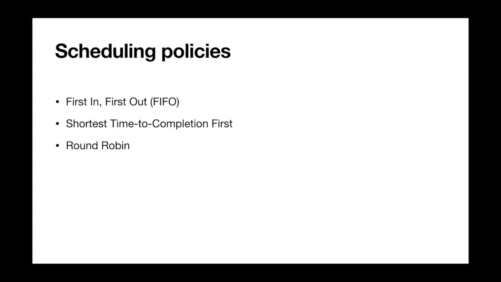We will be looking at three scheduling policies in detail today. They are first in, first out policy, shortest job first policy, and round robin policy. There also exist many other more advanced policies, for example, multi-level feedback queue or lottery scheduling, but we will not be covering them today.